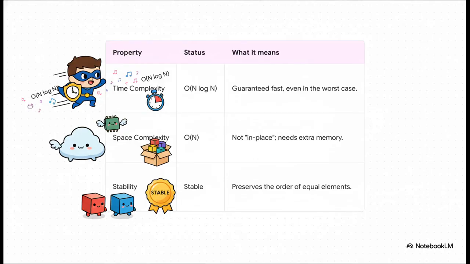Its time complexity is its superstar feature, right? A guaranteed O(n log n). It doesn't matter if the data is a total mess to begin with, it's always fast. But here's the trade-off. Its space complexity is O(n). That means it needs extra memory to work. And finally, it has this great property called stability. Let's just quickly break down what those last two things really mean.